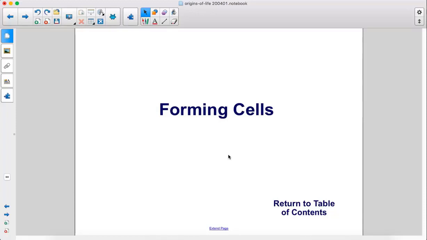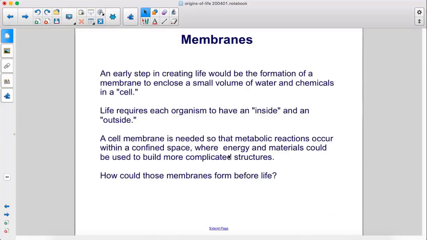Forming cells. An early step in creating life would be the formation of a membrane to enclose a small volume of water and chemicals in a cell. Life requires each organism to have an inside and an outside. A cell membrane is needed so that metabolic reactions occur within a confined space, where energy and materials could be used to build more complicated structures.